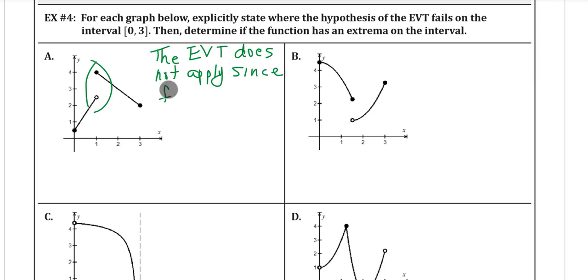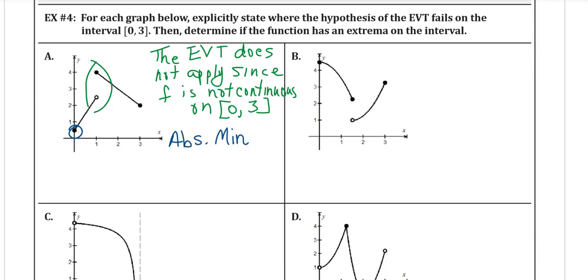Since f is not continuous on the closed interval 0 to 3. But we do have extrema. We have an absolute minimum right here at x equals 0. And we also have an absolute maximum, which is right here at x equals 1. Okay, next problem.